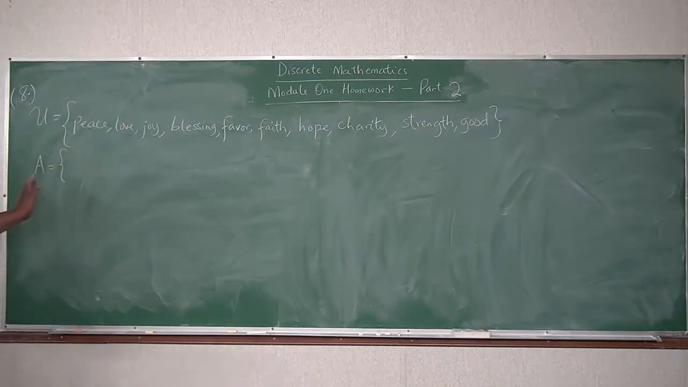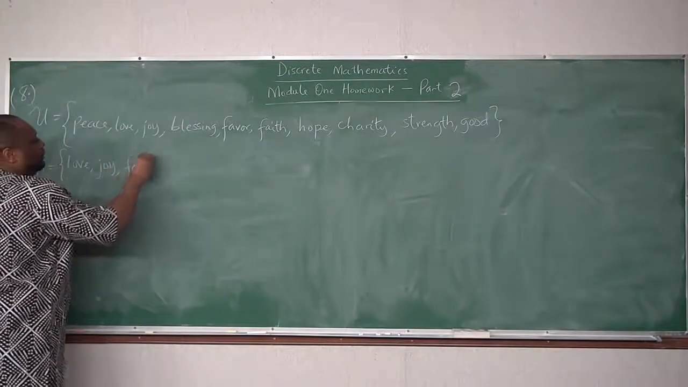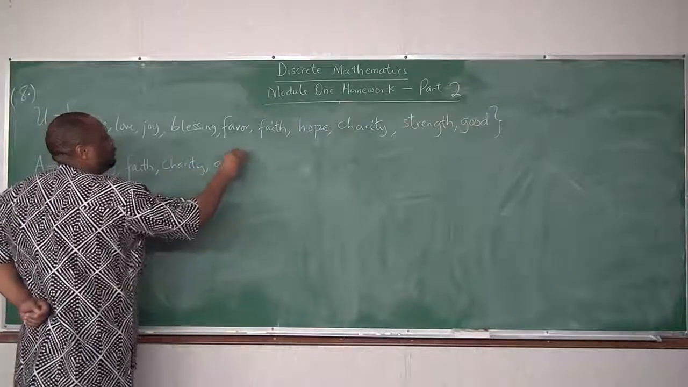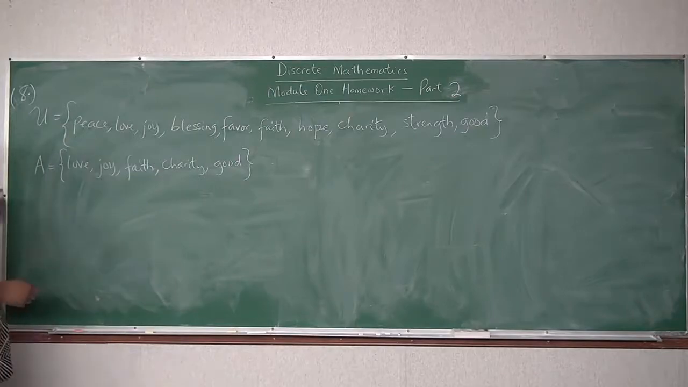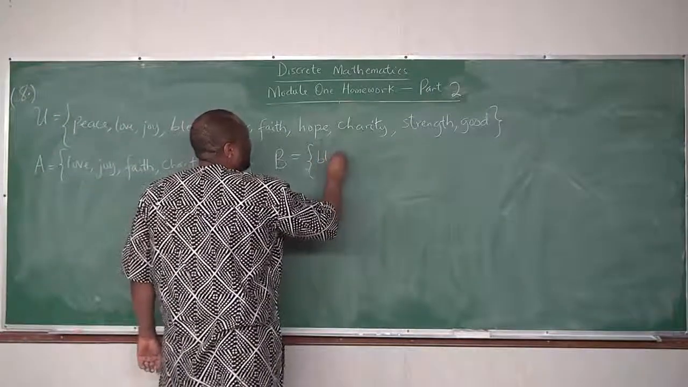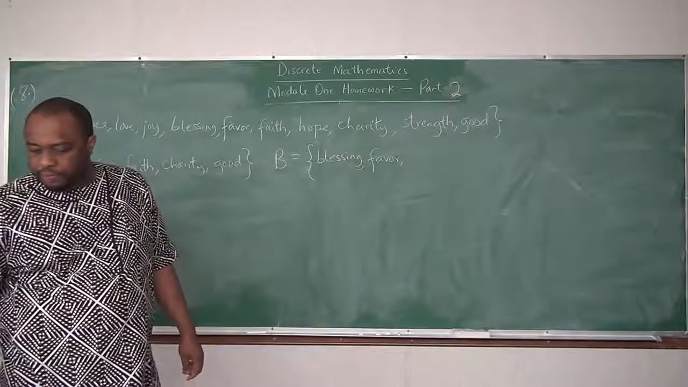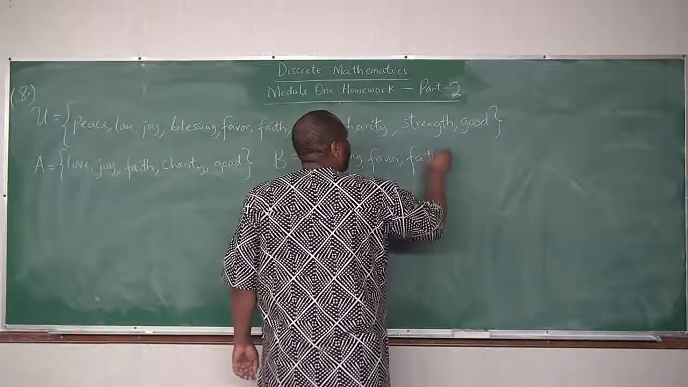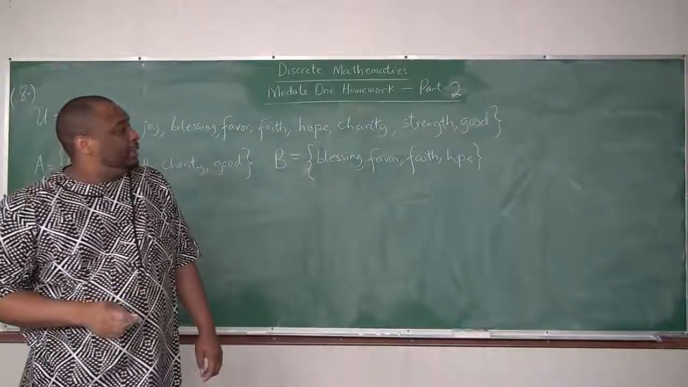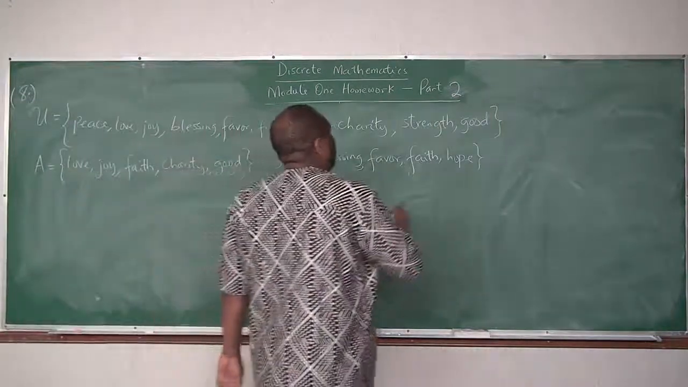Set A is a set of love, joy, faith, charity, good. Set B is a set of blessing, favor, faith, hope. Okay, Set C is peace, joy, blessing, good.